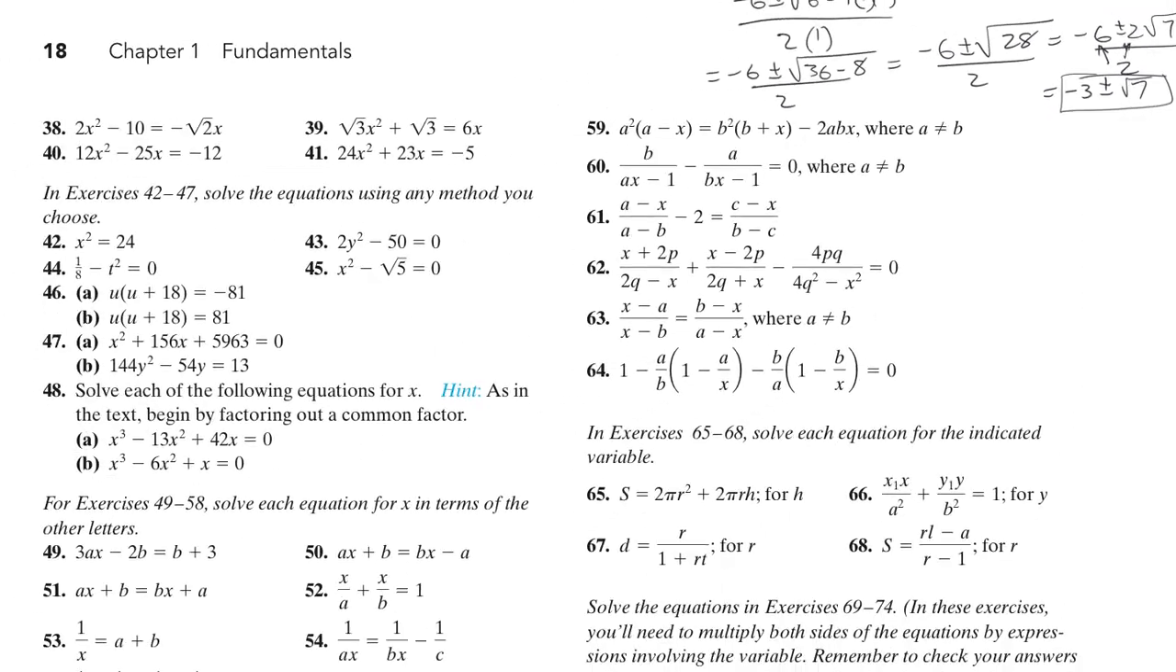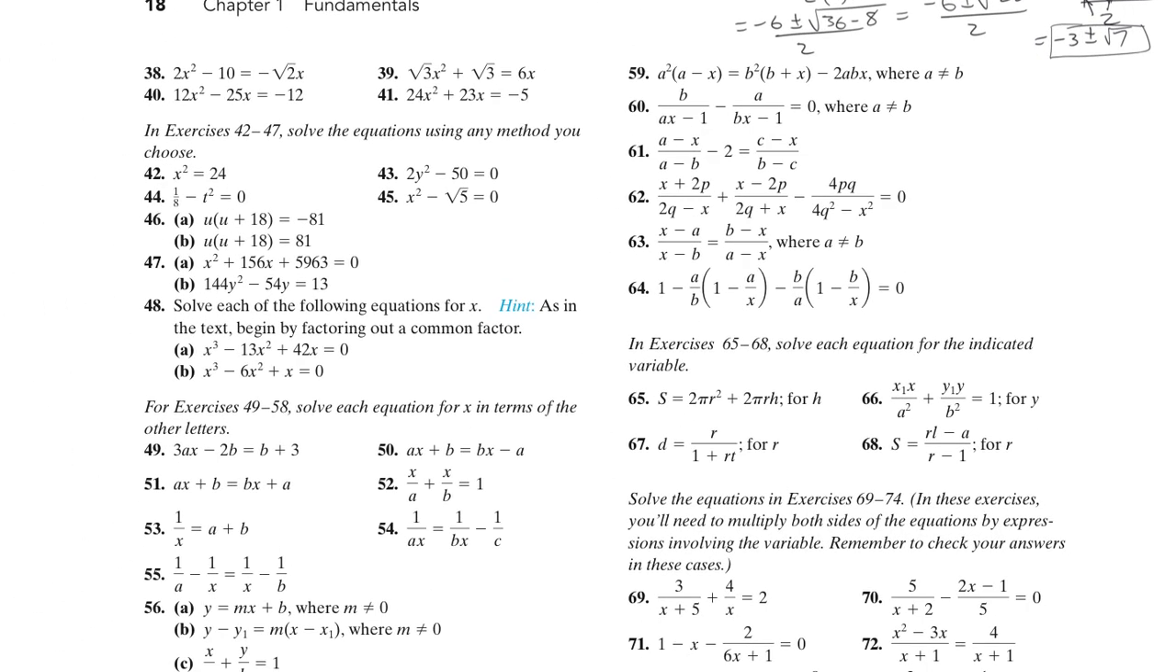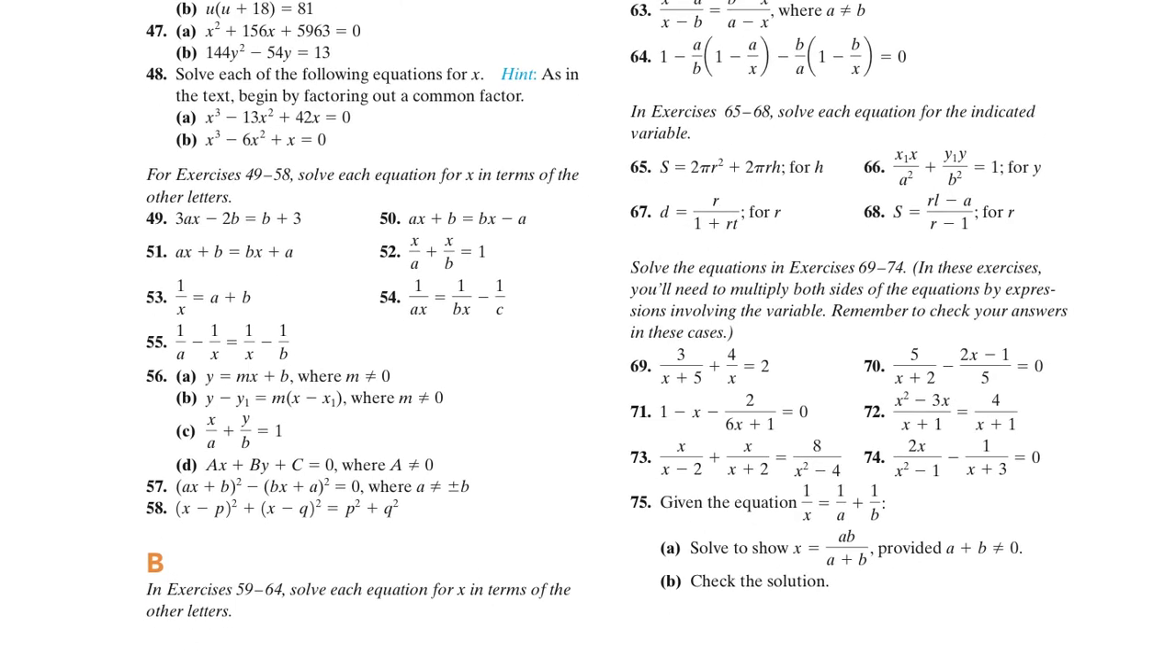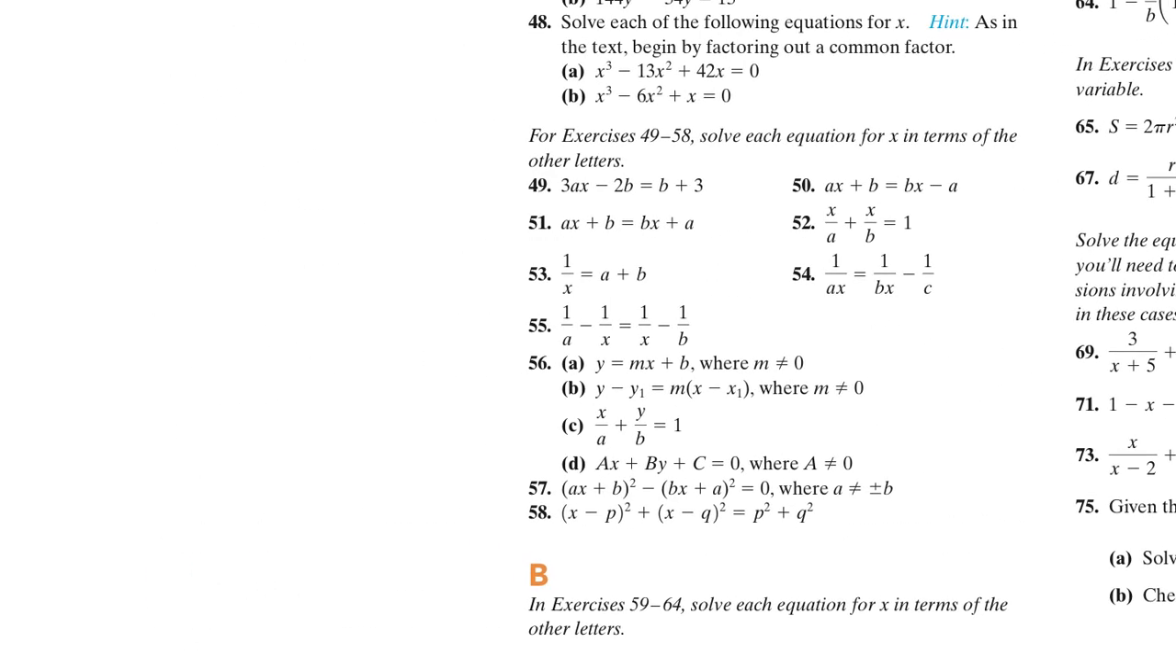So we got a heap of questions here. Look at all this wonderful stuff. How about I'll skip down to maybe 53. I'll go down to 53 here and solve each equation in terms of the other letters. So 53. These are called literal equations.